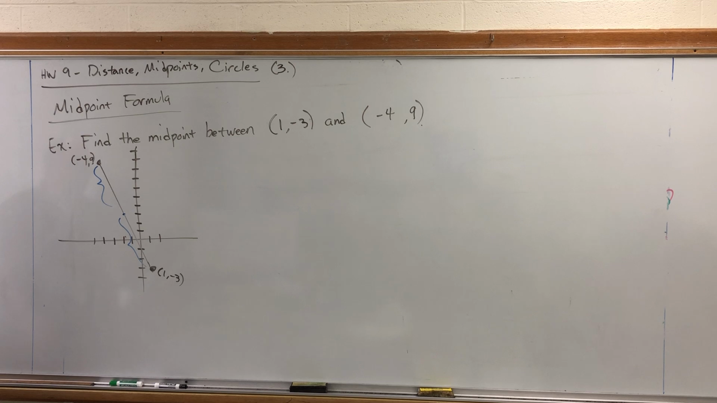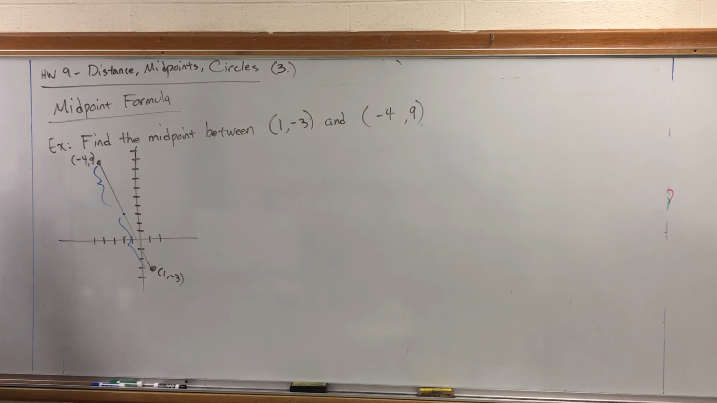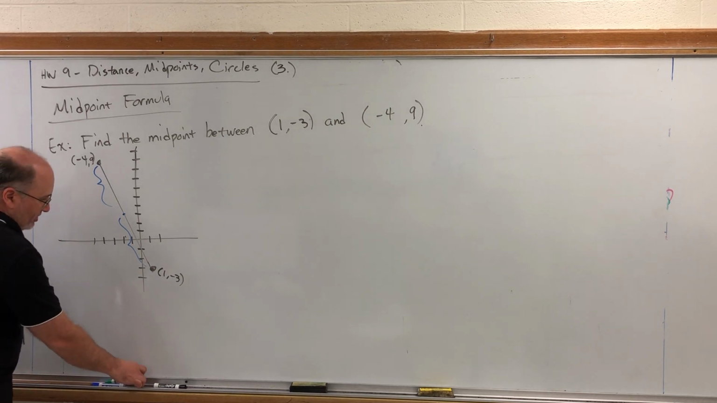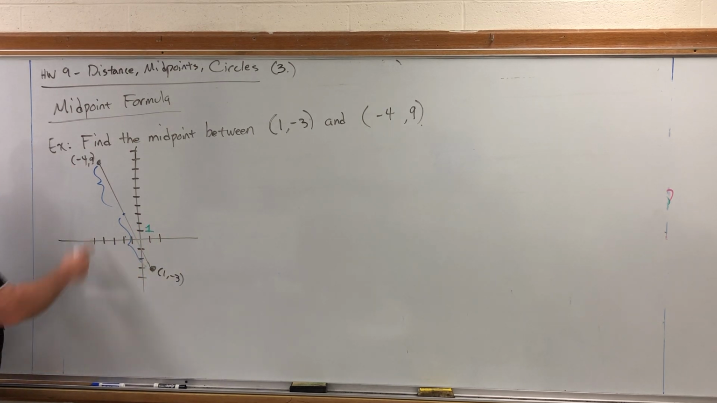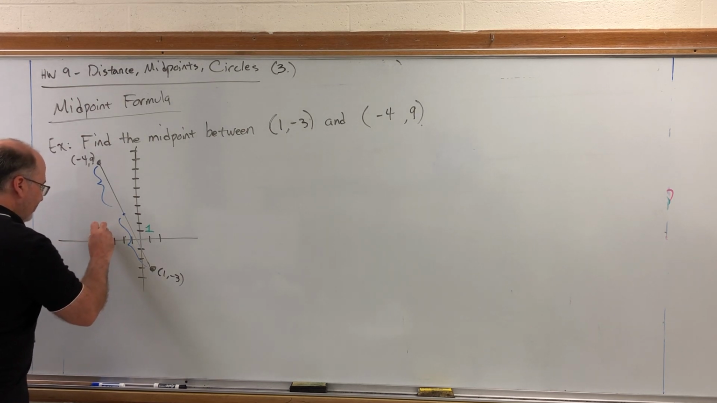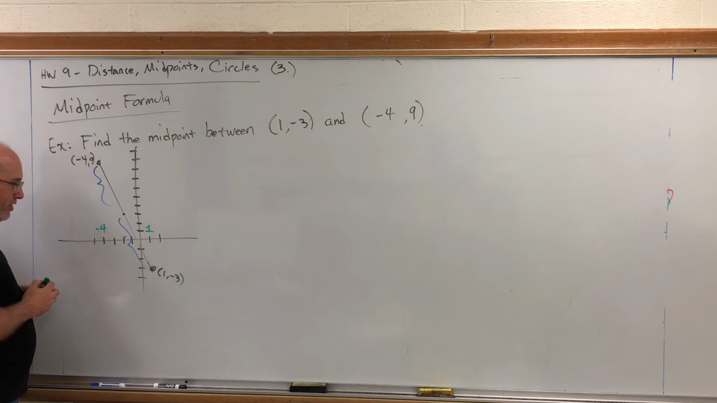Well, in order to find the point exactly in the middle, we need to find the point right in the middle of the 2 x's and the point in the middle of the 2 y's. So let's focus on the x's for a second. The x on one point is 1, and the x on the other point is -4. So how can we find the number right in the middle? There's a few ways to think about it, and that's not where -4 is. -4 is here.